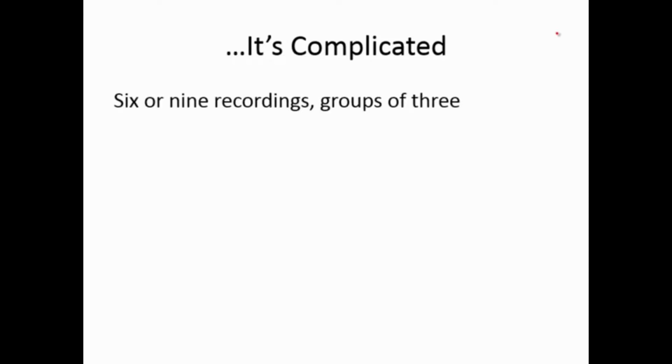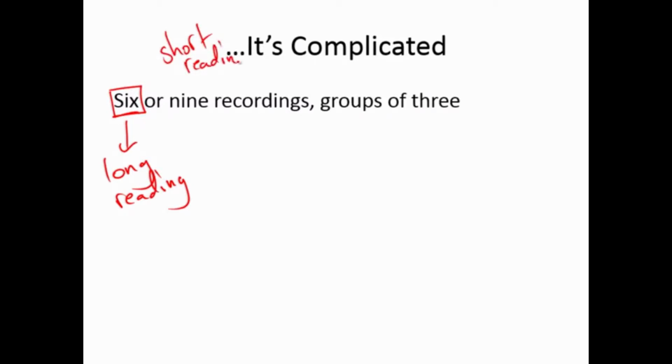You get 6 or 9 recordings in groups of 3. If you have a short listening section, then you get 6 recordings. That's if you have a long reading section, right? So you get long reading and then a short listening. Or you could have a short reading section and then a long listening section with 9 recordings. But they come in groups of 3.